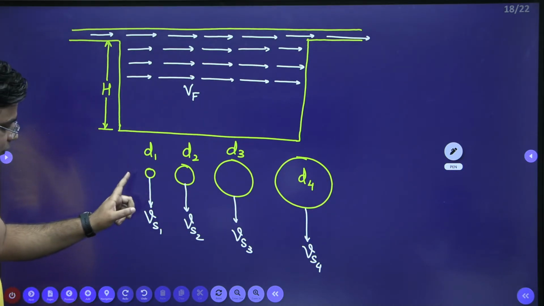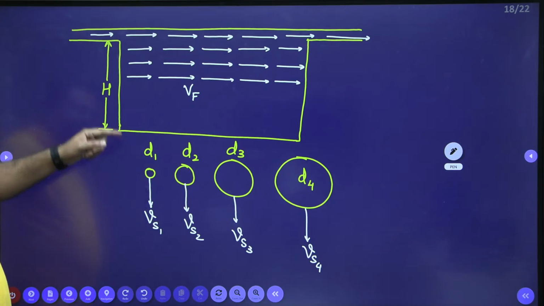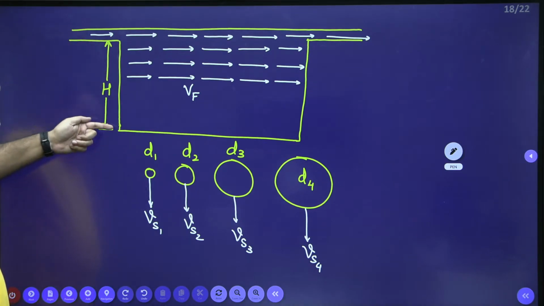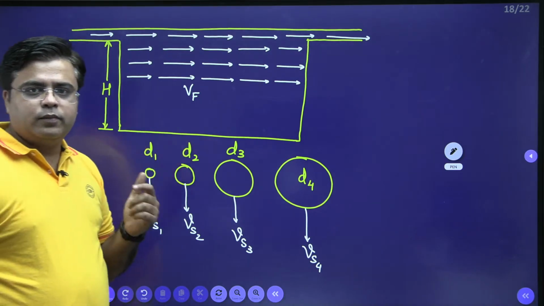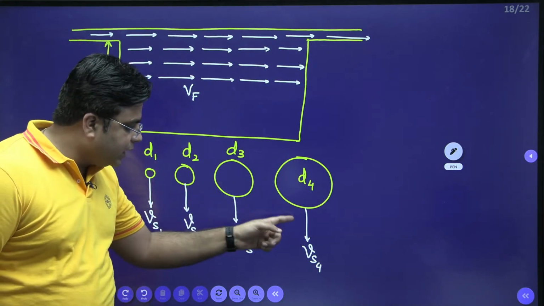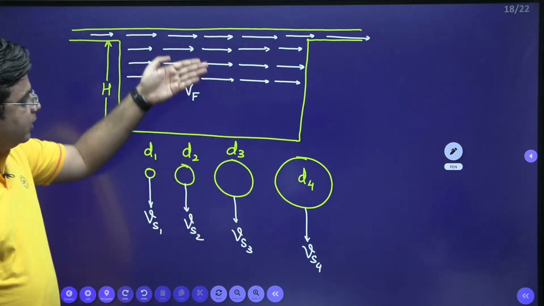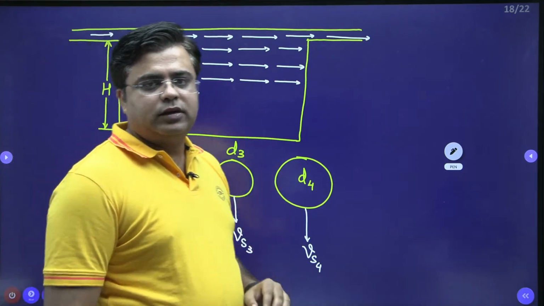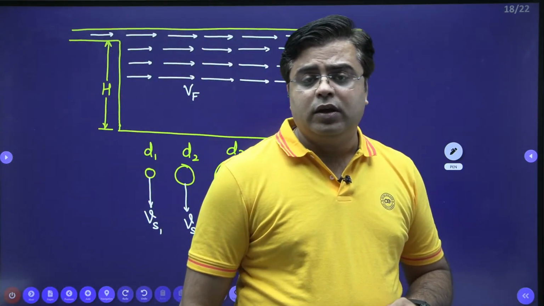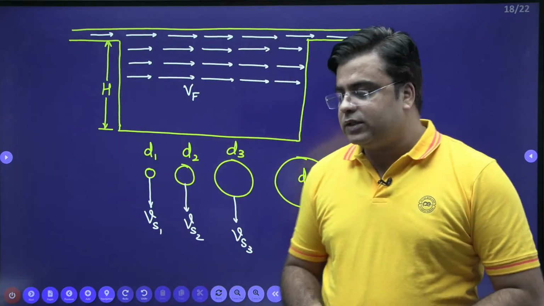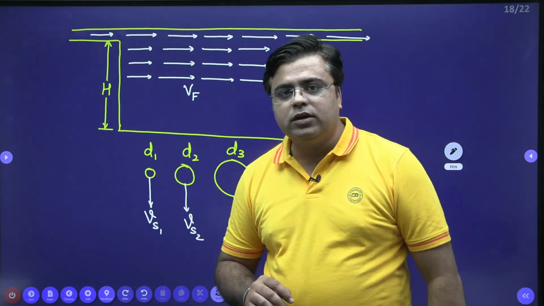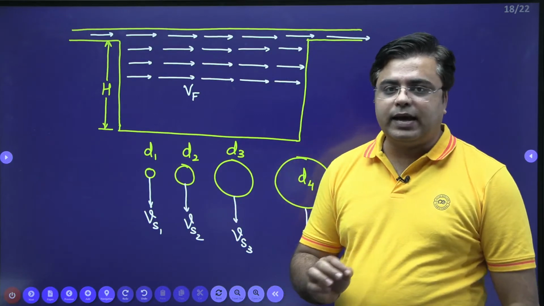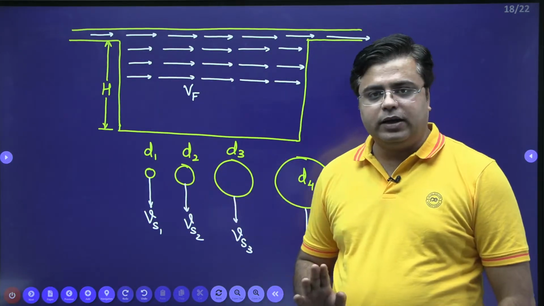If the settling velocity is less, the time taken by the particle to reach the bottom of the settling zone will be more. On the other hand, if the settling velocity is more, the time taken by these particles to reach the bottom of the settling zone will be less. Now the question comes, do we design these tanks to remove all the particles? No, we do not design these tanks to remove all the particles.